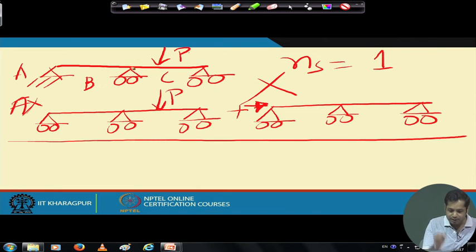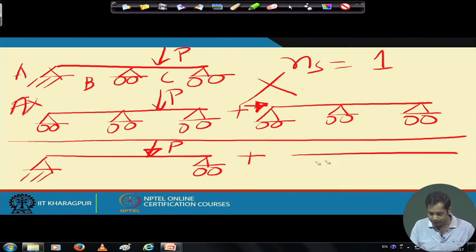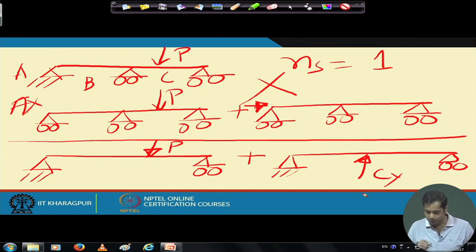What could be the better thing here? You take Cy as the redundant force. If you remove Cy, this is your basic structure which is subjected to a load P here, and then plus again this is the basic structure subjected to load Cy. Okay. Now, you see in this case it is a simply supported beam, a determinate and stable structure. So, you can obtain the solution and then apply the principle of superposition and compatibility. So, this is the correct way of doing it.